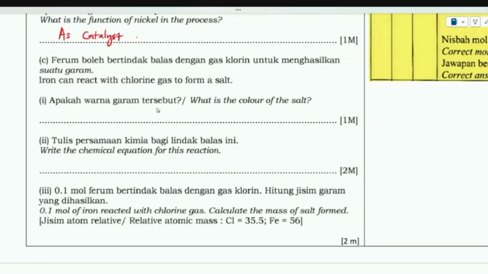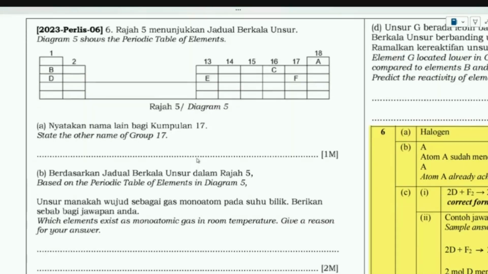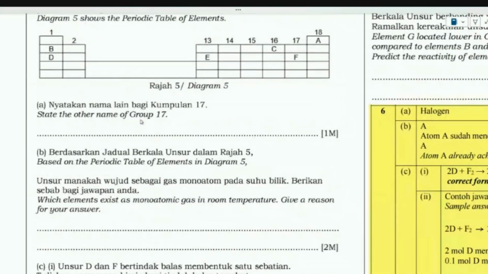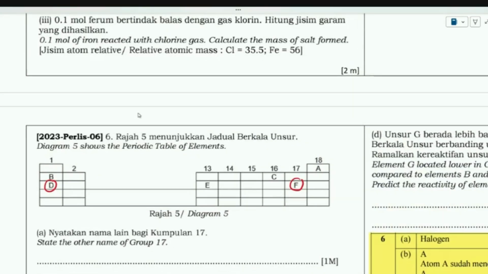So iron reacts with chlorine, again the same. Now group 17, nothing. D and F, E and F. E is group 1, F is group 17. E with F, equation. If you are asked to write the chemical equation, E is group 1, right? If you are smart enough, just now we learned this already. D is group 1, so it reacts with group 17.